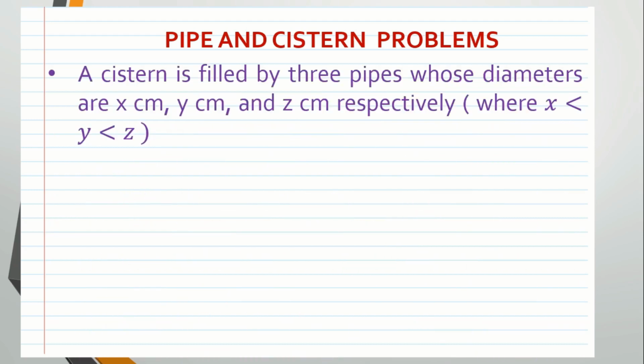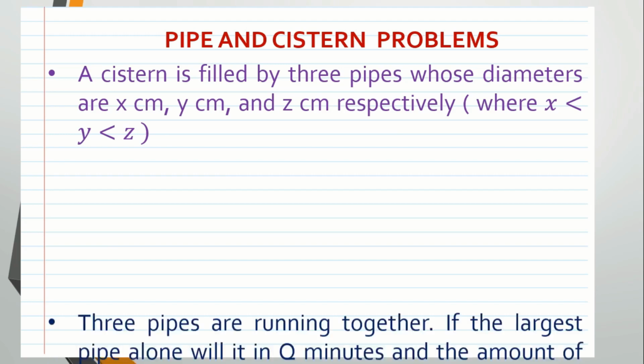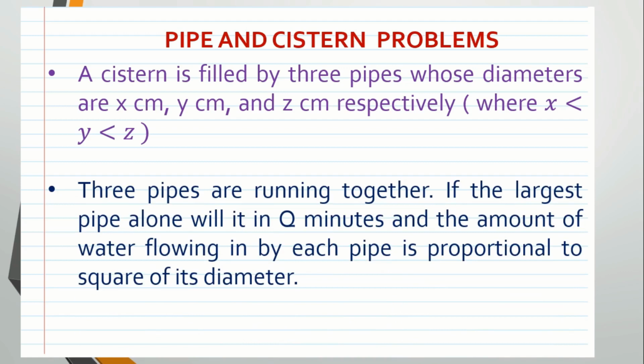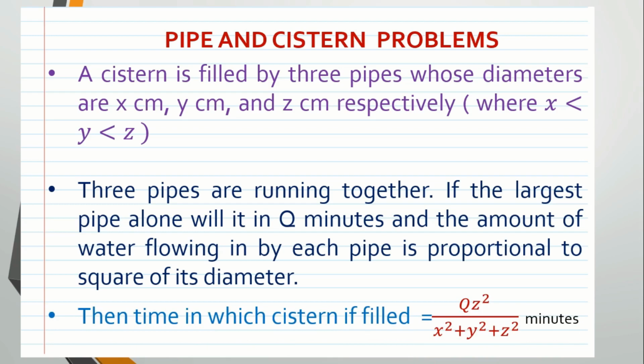A cistern is filled by three pipes whose diameters are x centimeter, y centimeter, and z centimeter respectively, where x is less than y less than z. Then the three pipes are running together. What happens? If the largest pipe alone will fill it in Q minutes, and the amount of water flowing through each pipe is proportional to the square of its diameter, right? Then the time in which the cistern is filled is Qz square upon x square plus y square plus z square minutes.